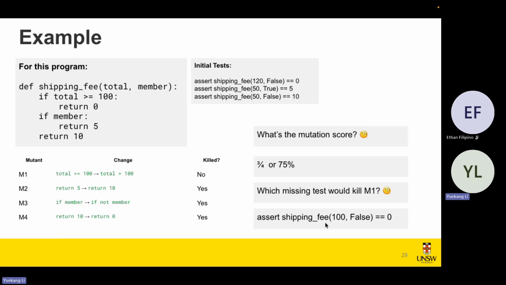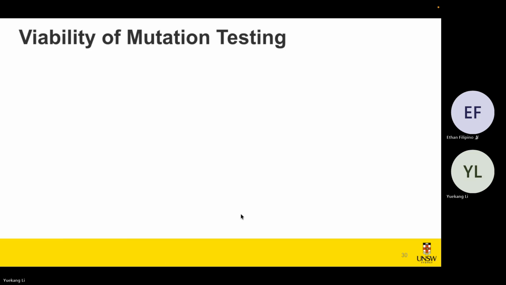And actually the design of this test case is kind of echoing our design guidelines for using boundary values to do testing, right? So this is why boundary value testing is important. And that's all about how can we apply mutation testing in practice.